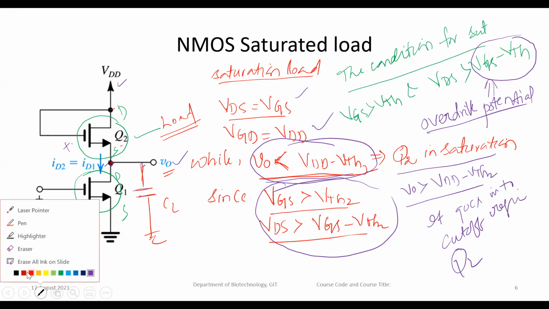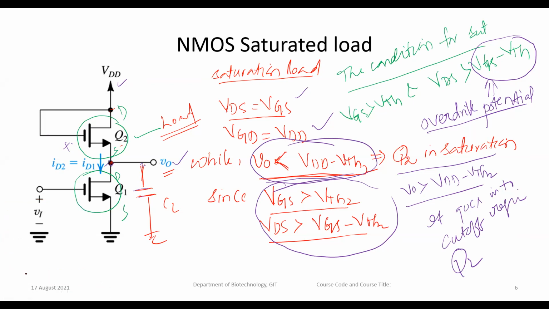Okay. So this is the NMOS inverter with saturated load. Both devices are enhancement type MOSFETs, NMOS transistors. Whenever the gate of an enhancement NMOS transistor is connected to the drain, it is in the saturation mode. Since the two devices are connected like this, what happens?